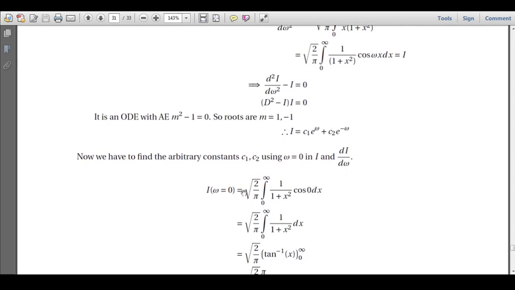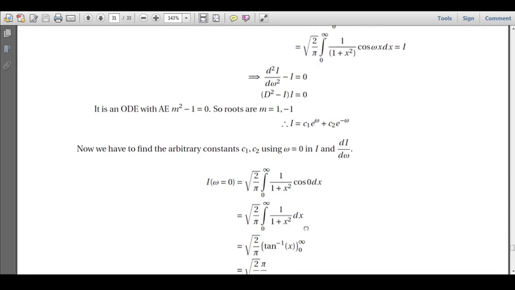We know I is equal to root of 2 by pi integral 0 to infinity 1 by 1 plus x square cos omega x dx. I put omega equal to 0 there, so cos omega x becomes cos 0 into x. Cos 0 is 1, so root of 2 by pi integral 0 to infinity 1 by 1 plus x square dx. And also we put omega is equal to 0 in this expression. I got C1 into 1 plus C2 into 1 because e raised to 0 is 1, that is the left side.